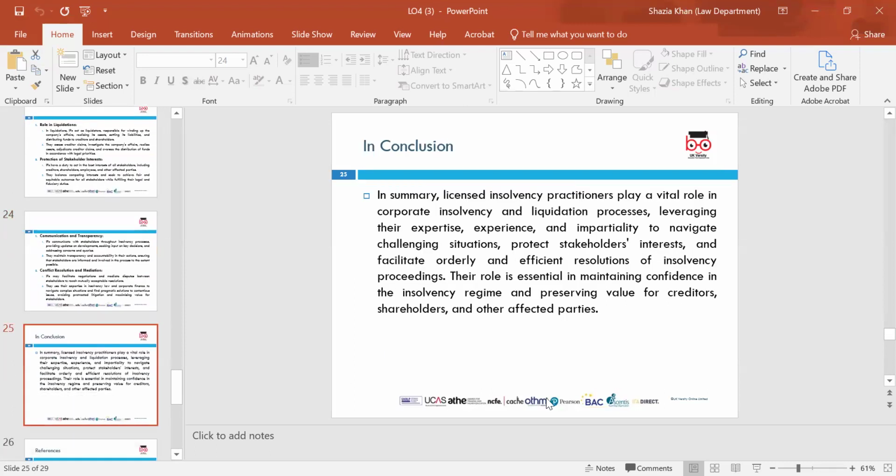So, in conclusion, in summary, licensed insolvency practitioners play a vital role in corporate insolvency and liquidation processes, leveraging their expertise, experience, and impartiality to navigate challenging situations, protect stakeholders' interests, and facilitate orderly and efficient resolutions of insolvency proceedings. Their role is essential in maintaining confidence in the insolvency regime and preserving value for creditors, shareholders, and other affected persons.